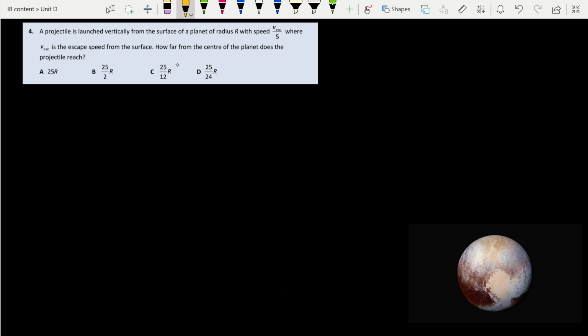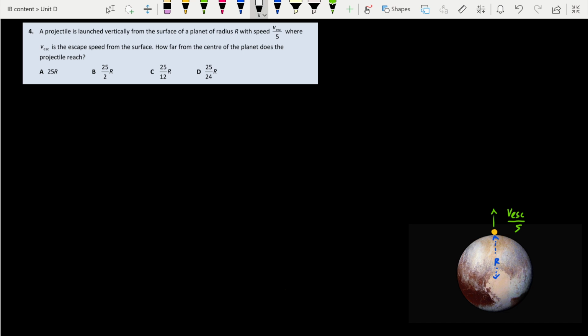An object is placed on the surface of this planet of radius capital R, and from this point it is projected vertically with an initial velocity of v escape over 5, that is, 1/5 of the escape velocity of this planet. So what will happen initially? How much energy does it have?